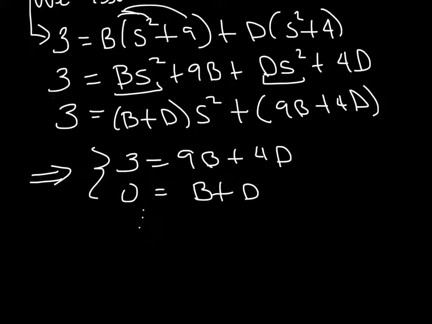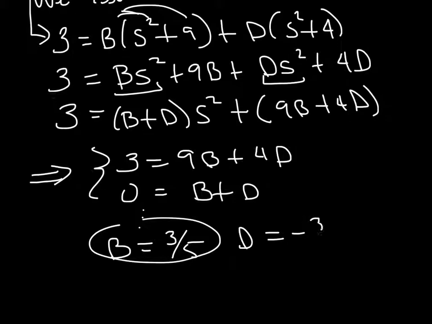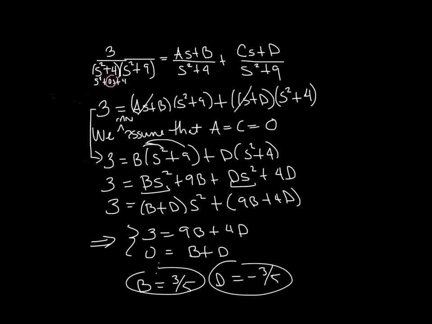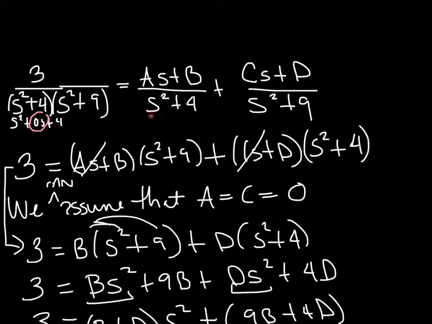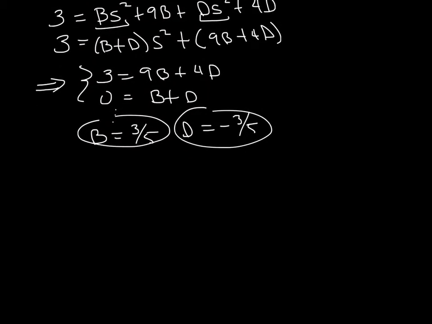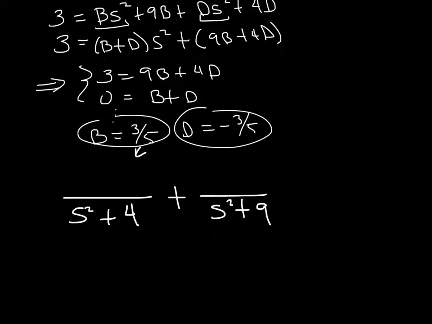I know you guys can solve this. B equals 3/5, and then after finding B, or if you find D first, D equals -3/5. Okay, so let's substitute our B and D back into our expression here. Here's our B and D, and our A and C, remember, were 0, so that's gone and that's gone. So we have B, s squared plus 4, and then we had our s squared plus 9. Our B was 3/5 and D is -3/5.